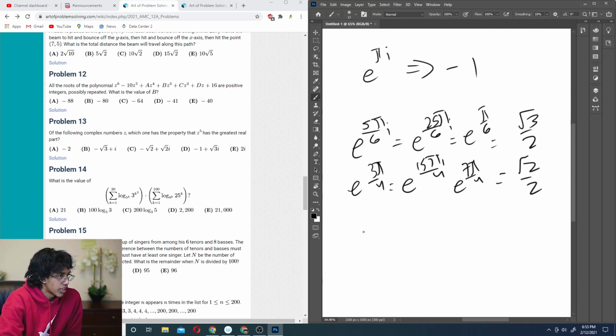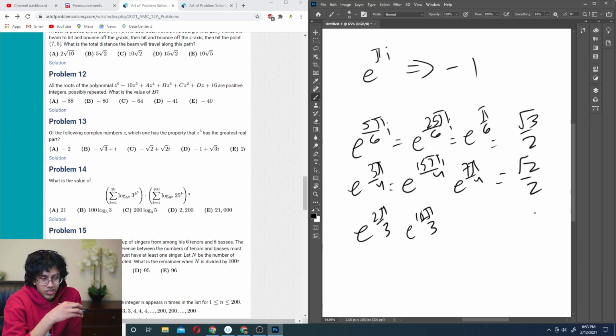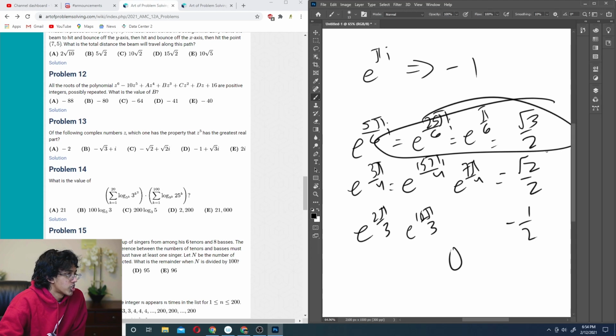And if we do the next one, negative 1 root 3, that's e to the 2 pi over 3. Then you get e to the 10 pi over 3, which is what? That is minus 6 pi over 3, so 4 pi over 3, right? 4 pi over 3 is, you go once and then you go down. So that's negative 1/2, right? And then we got 2i, so that just has 0, right? So of these, this one has the biggest one, root 3 over 2, which is B.